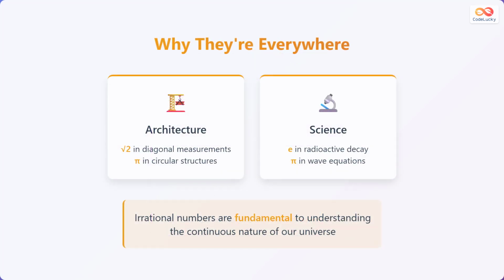Why do irrational numbers matter, and why do they appear so frequently in various fields? In architecture, the square root of 2 is used in diagonal measurements, and pi is essential for calculating circular structures. In science, e is used to describe radioactive decay, and pi is found in wave equations. Irrational numbers are fundamental to understanding the continuous nature of our universe. They are not just abstract mathematical concepts, but tools to describe our world.